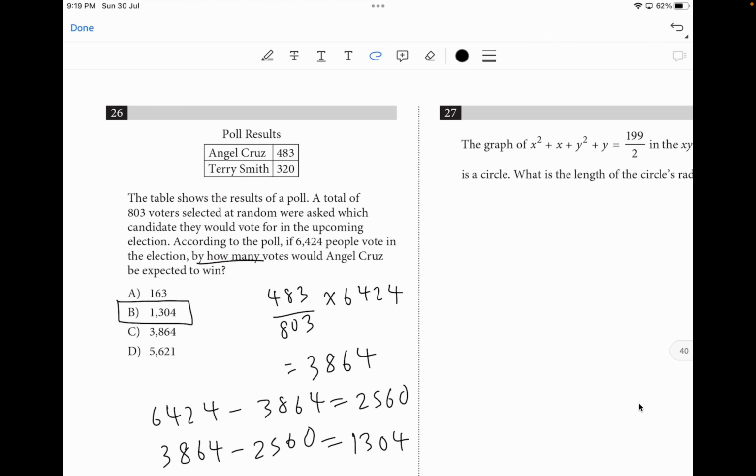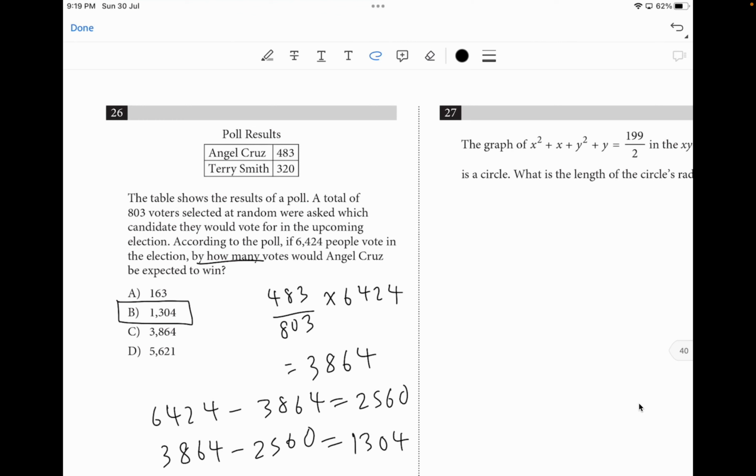Okay. All right, so let's move on to the final question for module 1, which is question number 27. Now we can see that the graph of x squared plus x plus y squared plus y is equal to 199 divided by 2 in the xy plane is a circle. What is the length of the circle's radius?